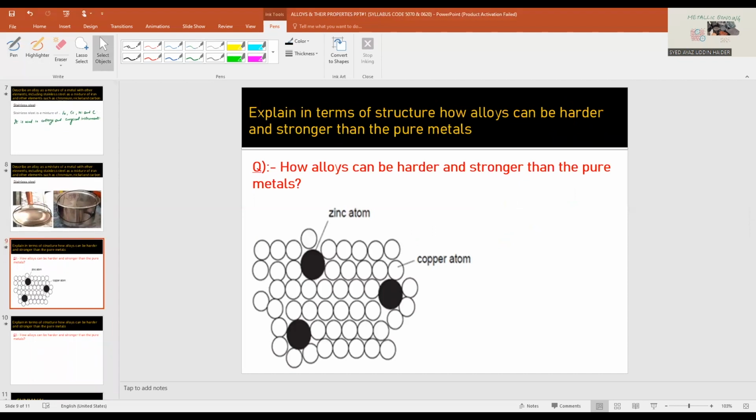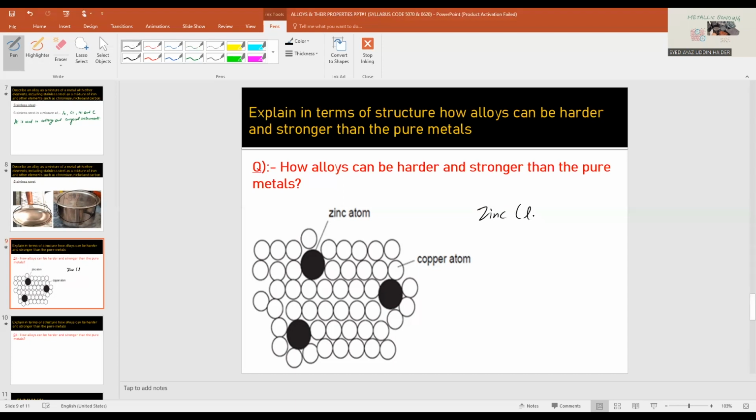How alloys can be harder and stronger than the pure metals. Consider this alloy brass. It's a mixture of zinc and copper atoms. Zinc, which is a larger atom in size as compared to copper, inhibits the small sized copper atoms from sliding over one another.